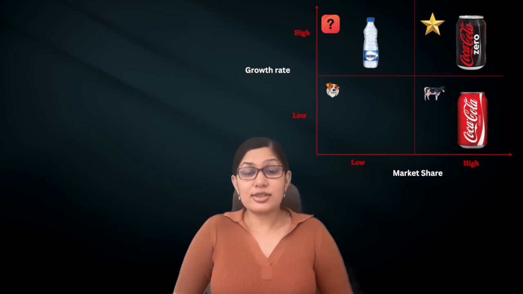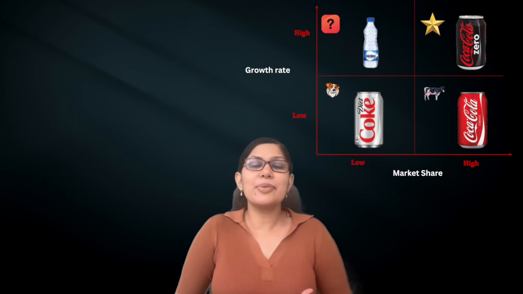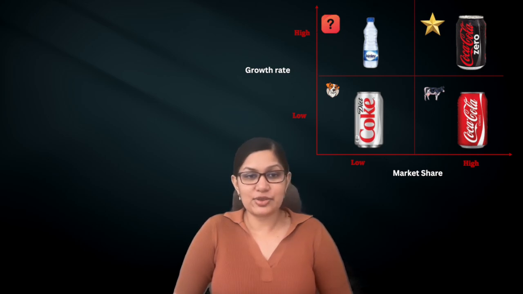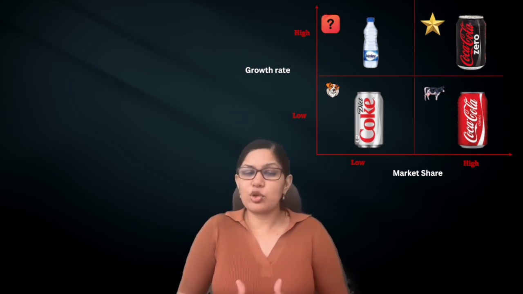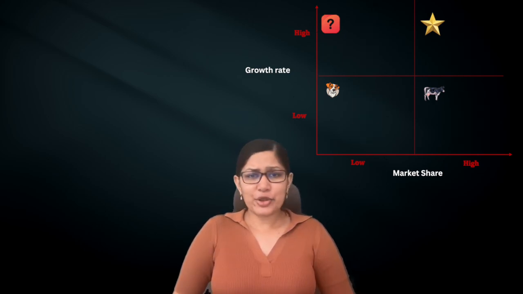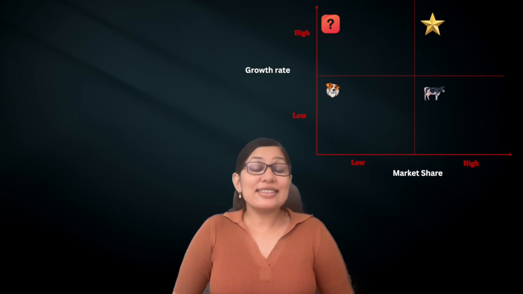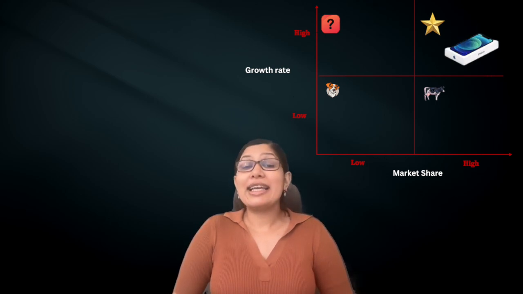When it comes to dogs, Diet Coke is a good option. Since we have Coke Zero now, the preference for Diet Coke is not as much. So this is something that they could consider just shutting down because they do have a better alternative. I'll give you another example. Let's take Apple, right, from the tech sector. The star would be the Apple iPhone. It has a high market share and a high growth rate. So this is definitely something that they should continue investing in.